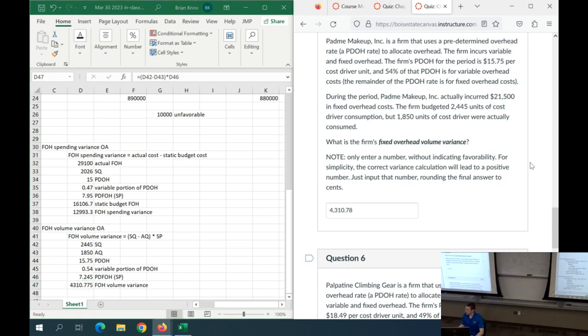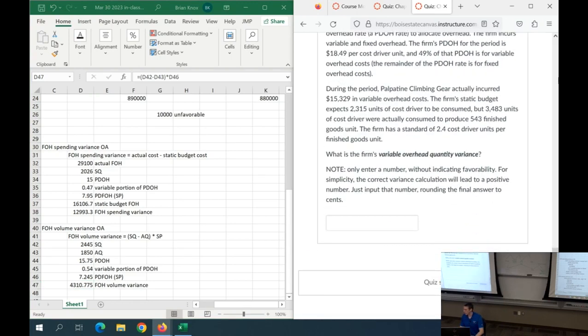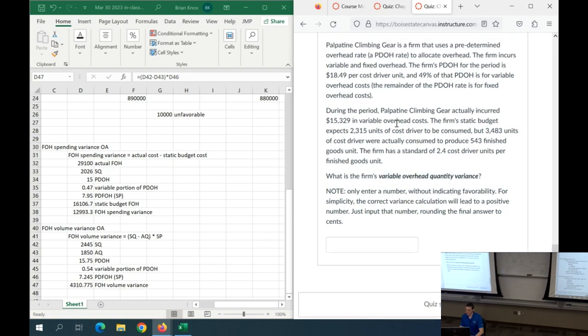All right, scoot on over to the variable overhead. We have one open answer in this question. We have the quantity variance open answer question. And they're set up very similarly. All right, so Palpatine Climbing Gear is a firm that uses PDOH. Firm incurs variable and fixed overhead. The firm's PDOH is 1849, 49% of which is variable.